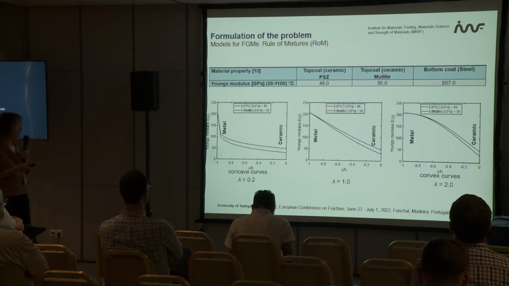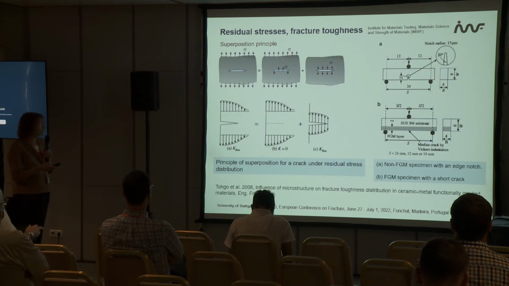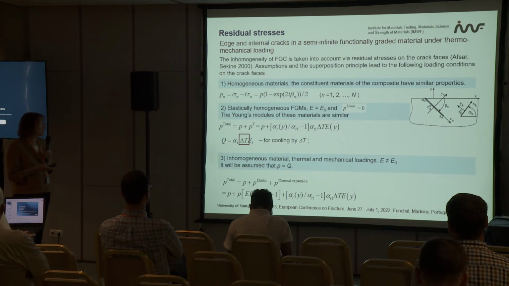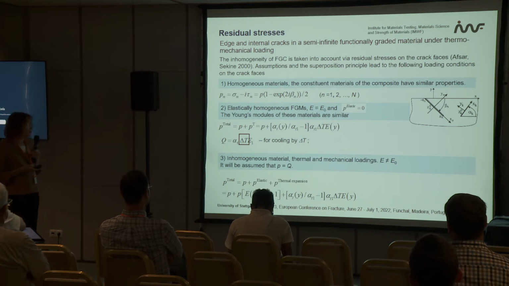Some examples present how Young's modulus looks for different values of lambda. We use the superposition principle. It means that applied loads are reduced to loads on the crack faces. It also goes for residual stresses. So we calculate residual stresses on the crack faces, or other loads on the cracks due to mechanical loading applied to the homogeneous FGM system.